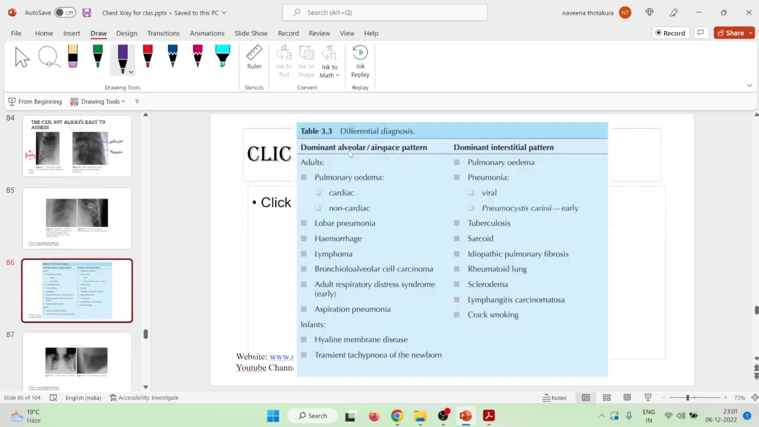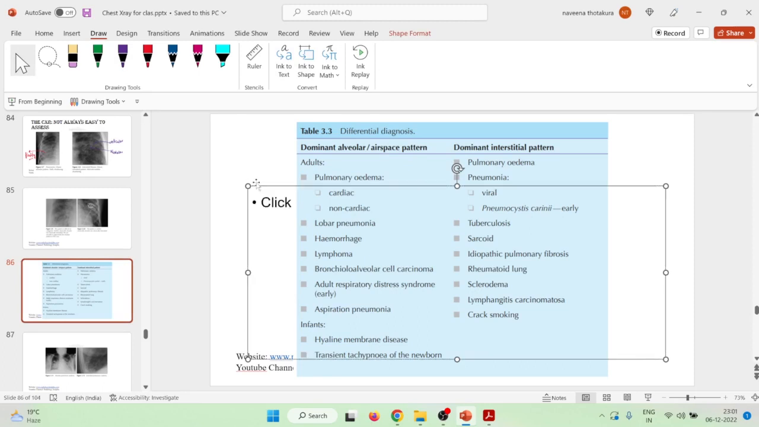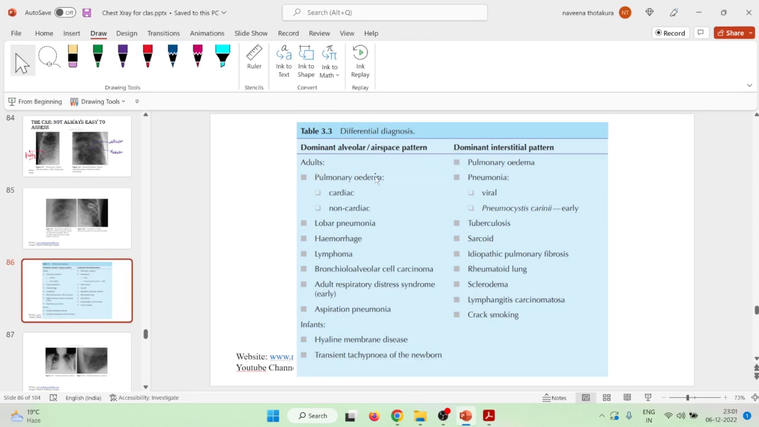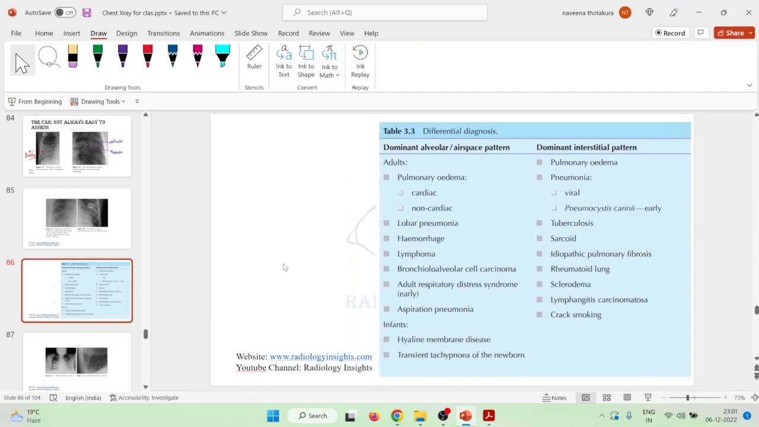Next, what are the differential diagnoses? This is important. A dominant alveolar or airspace pattern, or pneumonia type of disease, is present in the following. In adults, we have pulmonary edema, cardiac or non-cardiac, lobar pneumonia, hemorrhage, lymphoma, bronchoalveolar cell carcinoma, adult respiratory distress syndrome, and aspiration pneumonia. And in infants, there is hyaline membrane disease and transient tachypnea of the newborn. All these are differential diagnoses of a dominant alveolar or airspace pattern.